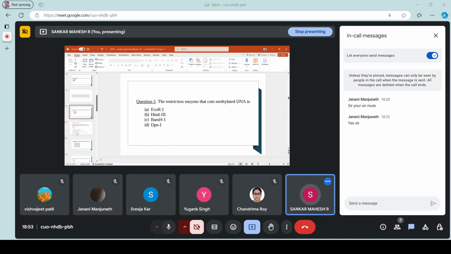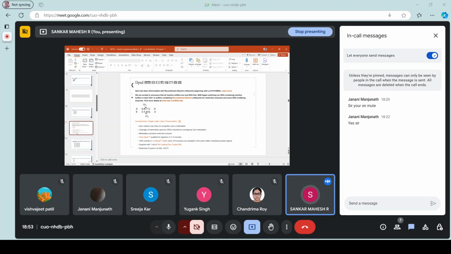Then we looked at one enzyme that would cut methylated DNA, called DpnI. The role of this enzyme with respect to cloning is that, let us say you want to cleave. This enzyme is particularly useful when people try to make point mutations within an insert that is present inside a plasmid.